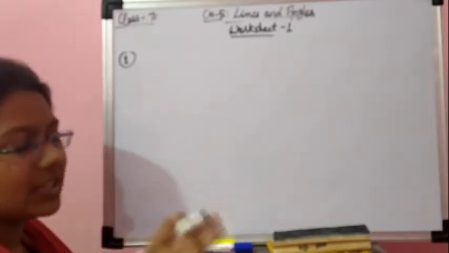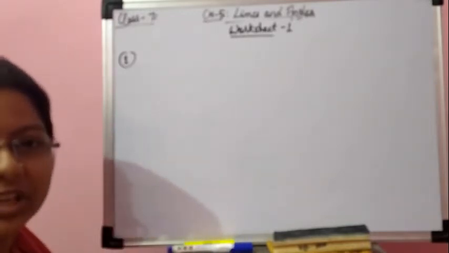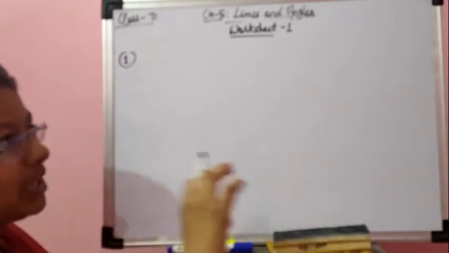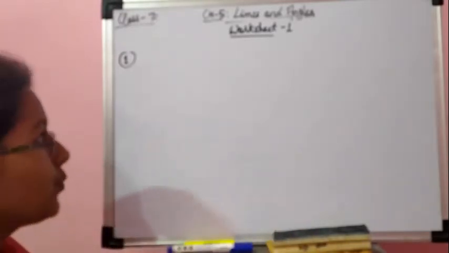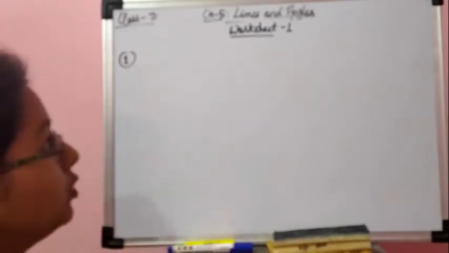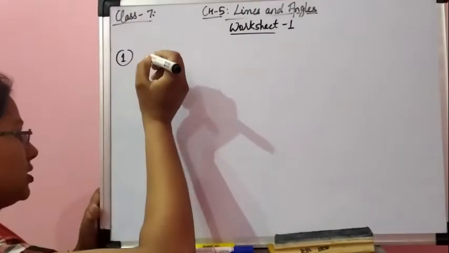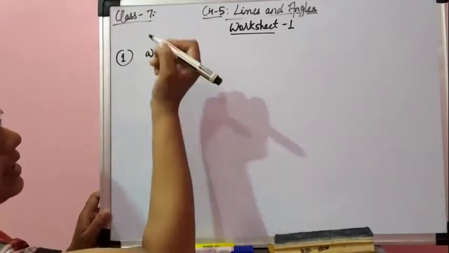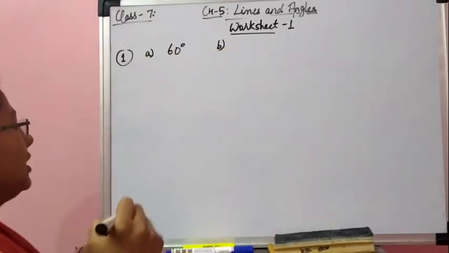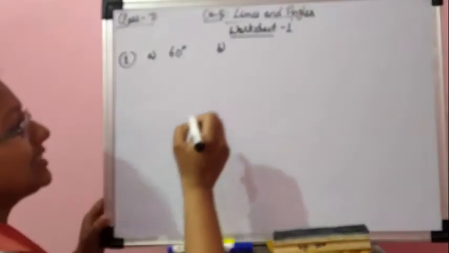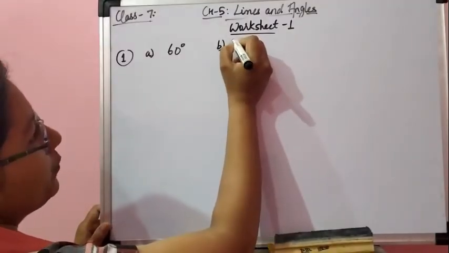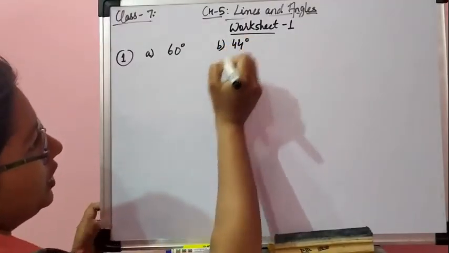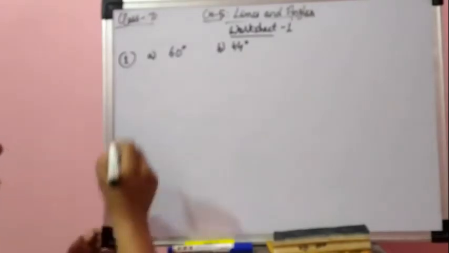In the exercise I have done complete solutions of each and every question, so for the complete solution you will refer to the exercise. I am only sharing the answers of all these questions here. So the complement of 30 degrees is 60 degrees, 90 minus 30. Similarly, the complement of 46 degrees will be 44 degrees, 90 minus 46.